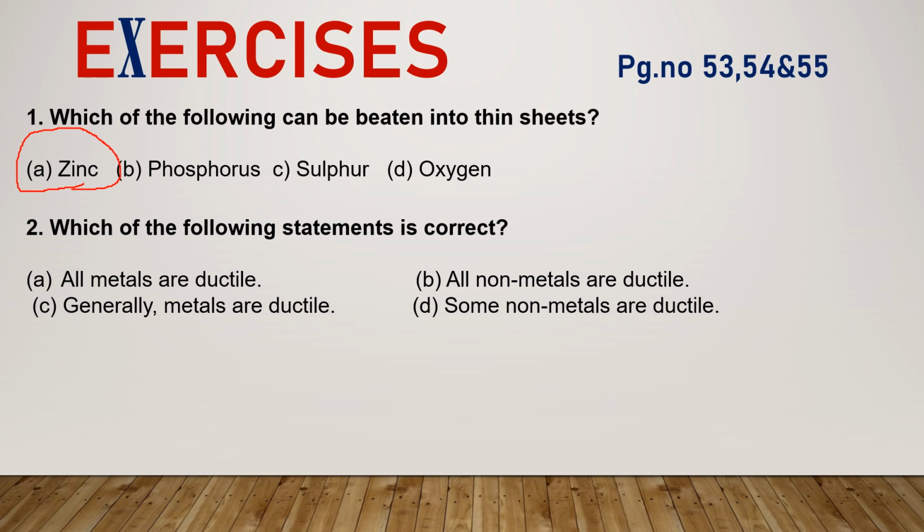Second one, which of the following statements is correct? All metals are ductile, all non-metals are ductile, generally metals are ductile, some non-metals are ductile. So the answer is generally metals are ductile, because in physical properties, some exceptions are there. So generally we can tell that metals are ductile.